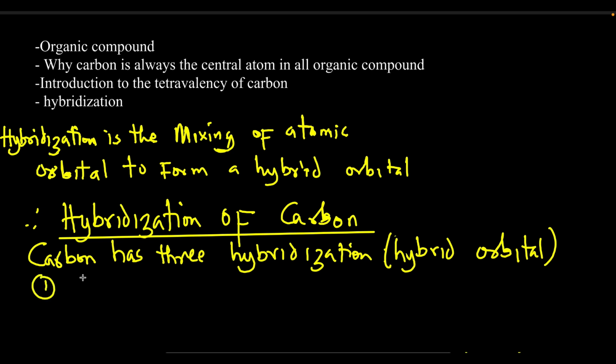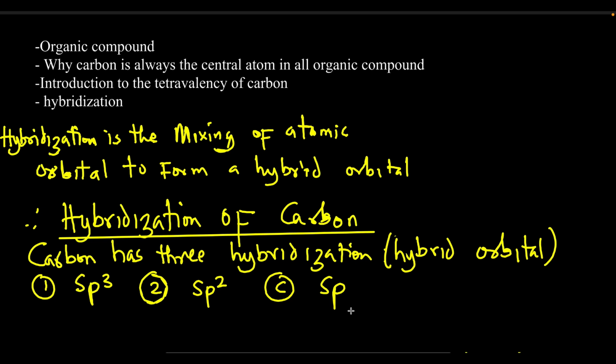Namely, number one, sp3 hybrid orbital; number two, sp2 hybrid orbital; number three, sp. Now, I'm going to be explaining these various hybrid orbitals. Remember, we said carbon actually has three hybrid orbitals: sp3, sp2, and sp.